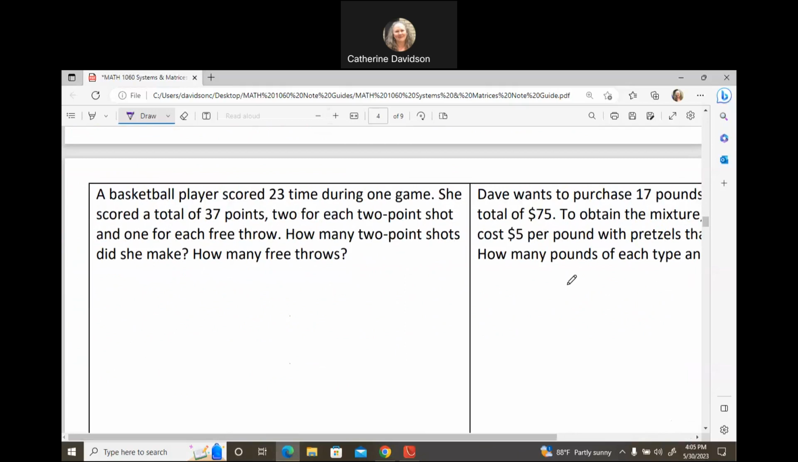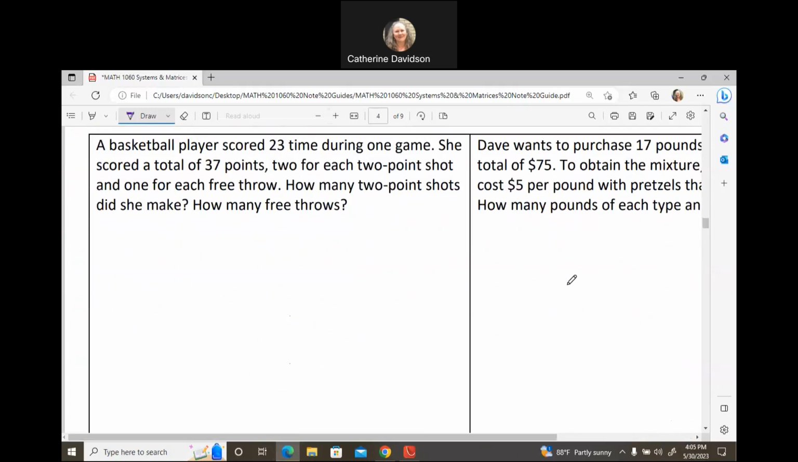All right, a basketball player scored 23 during one game. So that's 23 times during one game. She scored a total of 37 points, 2 for each 2-point shot and 1 for each free throw. How many 2-point shots did she make and how many free throws? Okay. So let's look at this. Let's let X be our 2-point shots. And I'm going to let Y be our free throws.